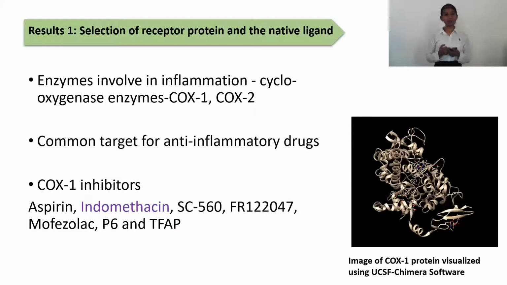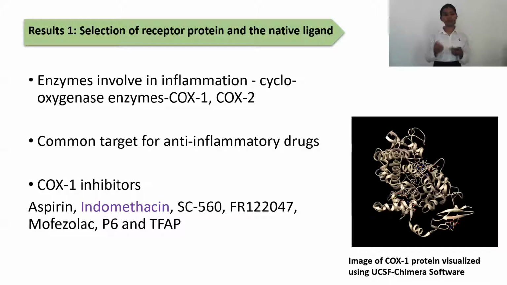The selection of the receptor protein and the native ligand plays a crucial role in molecular docking. In the case of inflammation, there are two main types of enzymes involved: cyclooxygenase 1 and cyclooxygenase 2. In the pharmaceutical industry, these cyclooxygenases are the most common target for anti-inflammatory drugs. Therefore, COX-1 was selected as the target protein during this study.